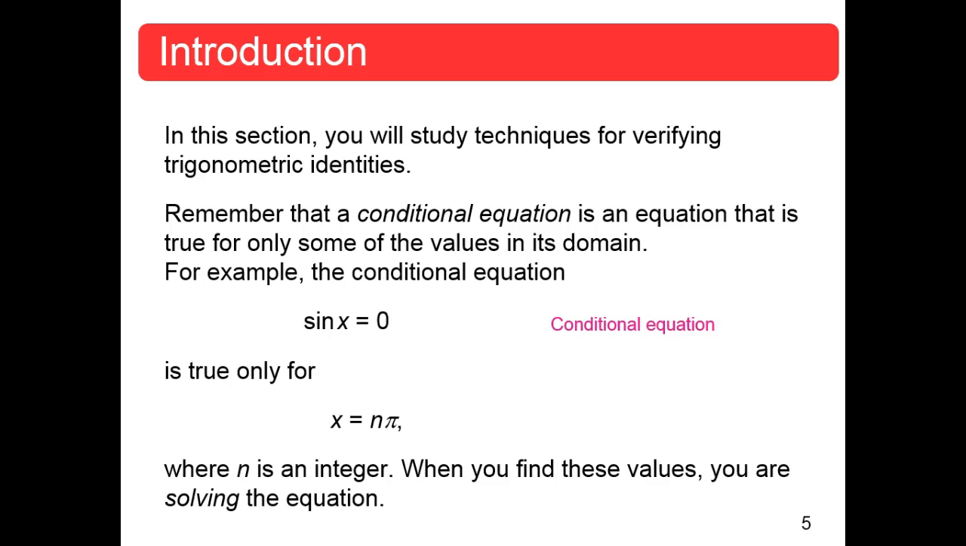For instance, sine of x equals 0. Is that always true? No, it's only true for x equals, for whatever value that x is. What would x have to be to make that true? Think of your sine function. When is that equal to 0?